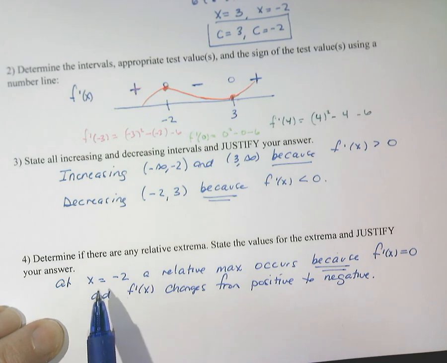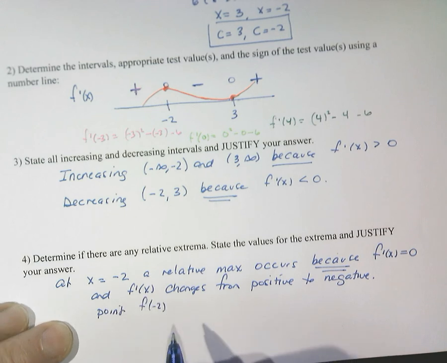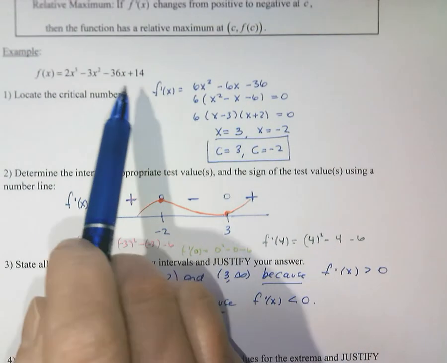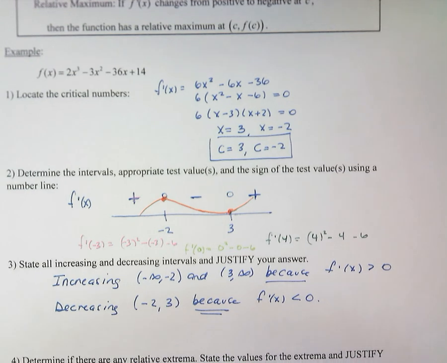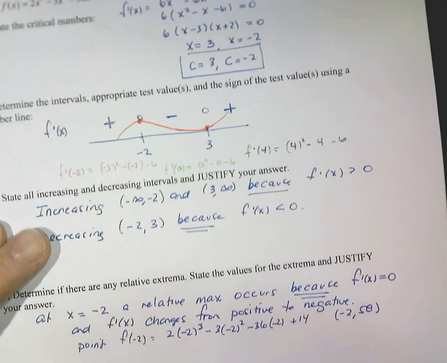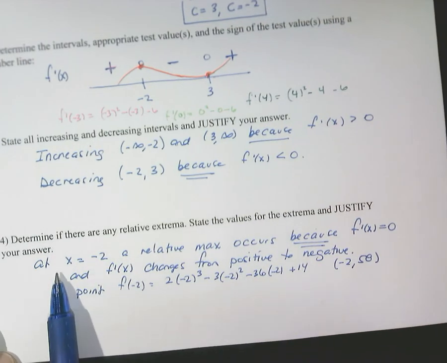Sometimes they actually ask you for the point. If you want to know the point, you would find f of negative 2. So f of negative 2 would be, if I look back at this equation here, 2 times negative 2 cubed minus 3 times negative 2 squared minus 36 times negative 2 plus 14. So the point would be negative 2, 58. Sometimes they just ask you where it occurs. It occurs at negative 2. If they ask you for the maximum, it would be the point negative 2, 58.